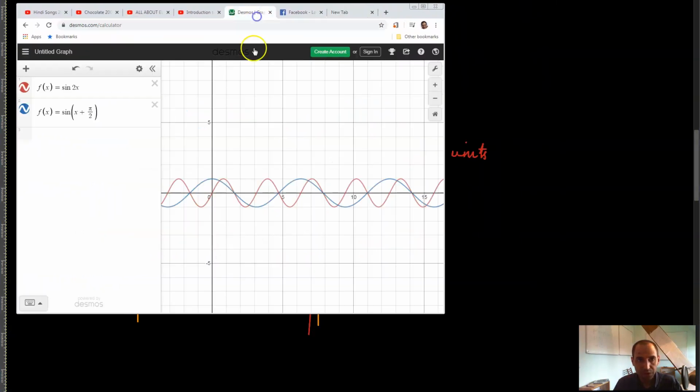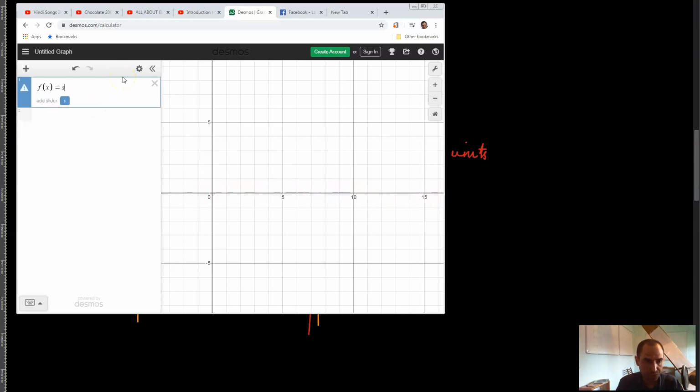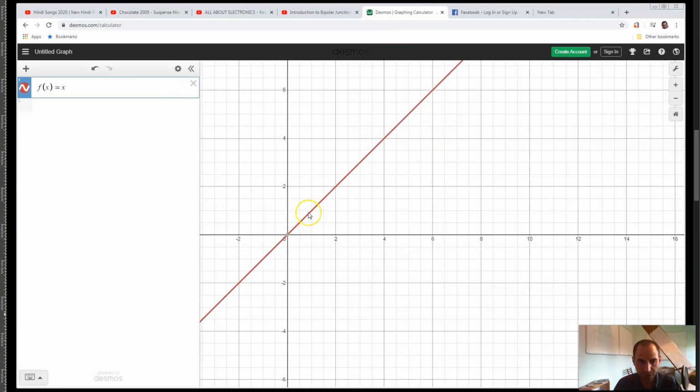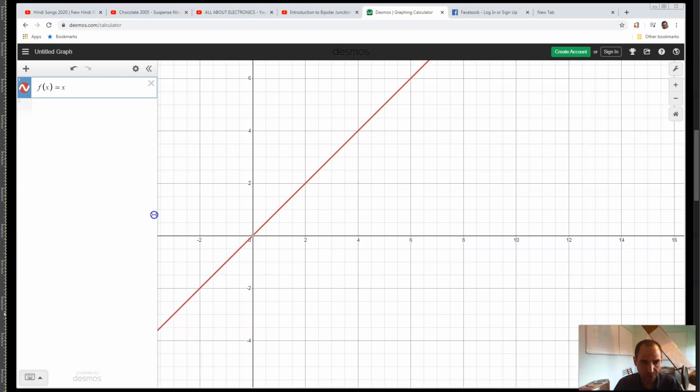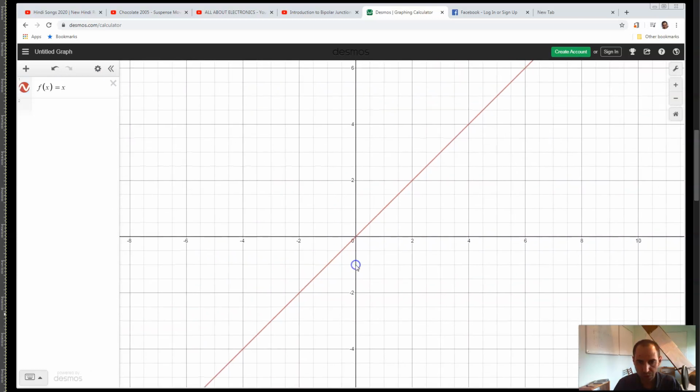Suppose that this is, for example, f of x is equal to x. You can see that this is a line going through the origin having slope 1. As you can see, for 2 units of horizontal change, you have 2 units of vertical change. That is slope 1.